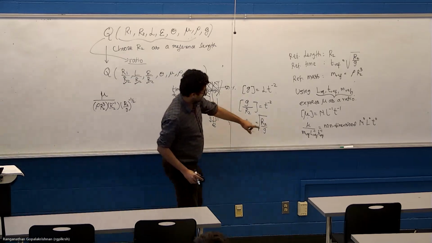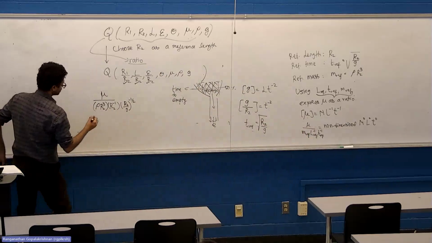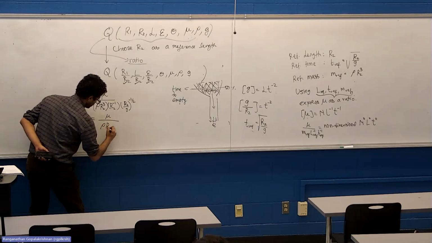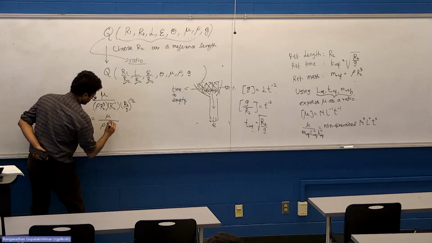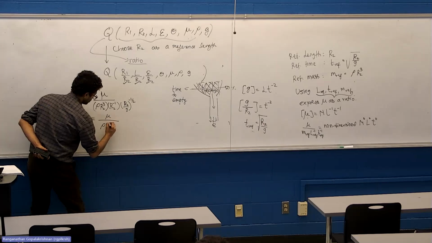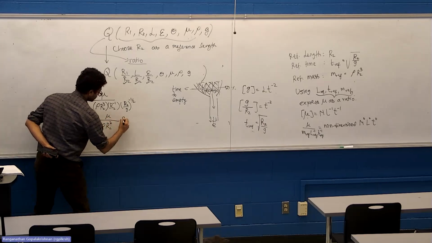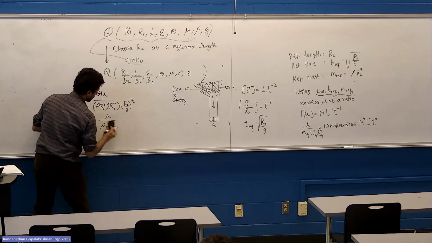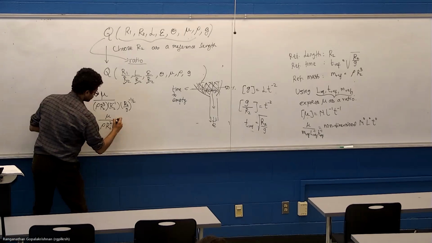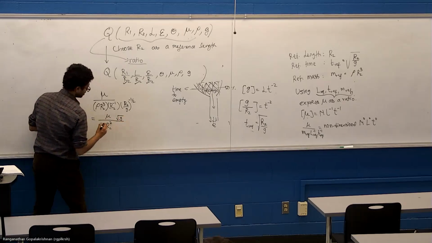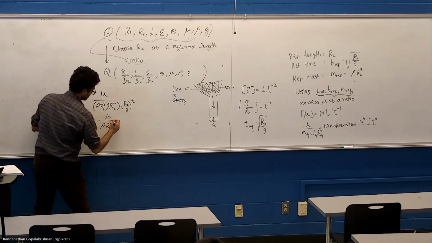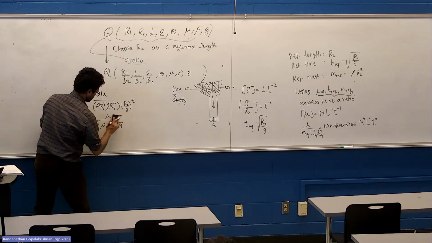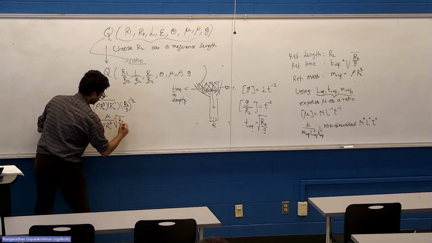To the minus half. Okay, so this is going to be viscosity divided by rho R2 squared, or actually R2 squared times G over R2 times square root of G, square root of R2 over G.